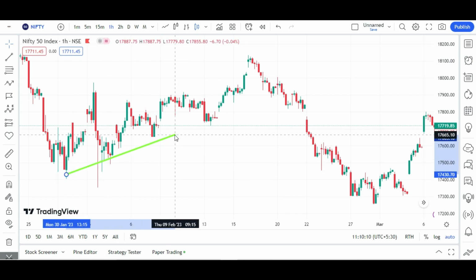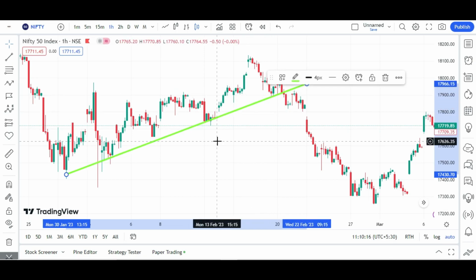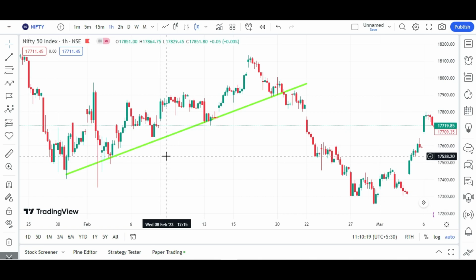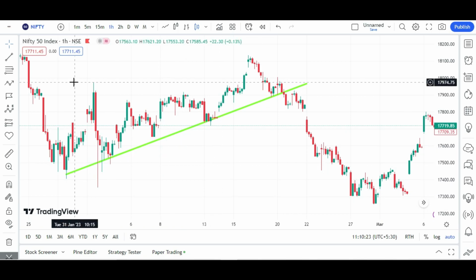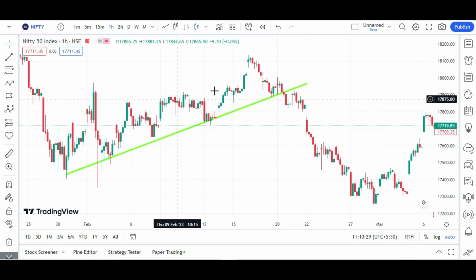This is the second touch point. This is the third touch point. This is the fourth touch point. So this is a valid trend line. So now we have done our analysis, and you can see this is a diagonal trend line. Price is making higher highs, and this is an uptrend.